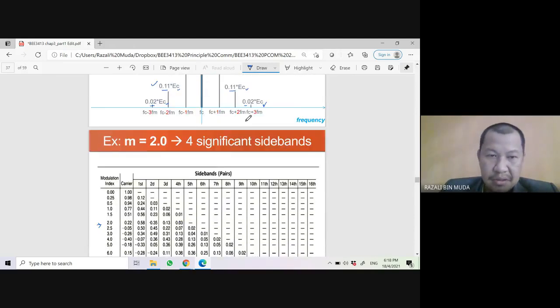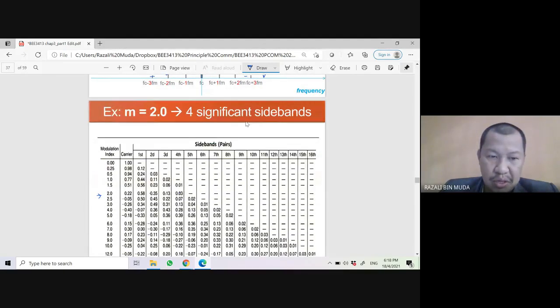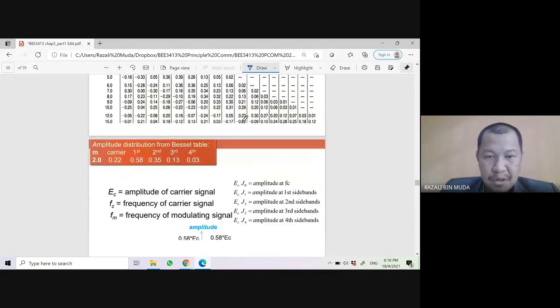Okay, so this is m equal to 2, so you get here m equal to 2. This is the amplitude of the carrier. This is the first sideband, second, third, and fourth sideband.